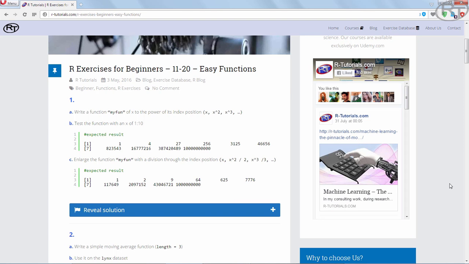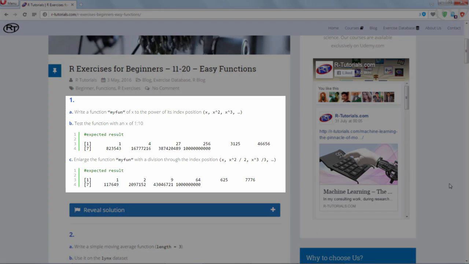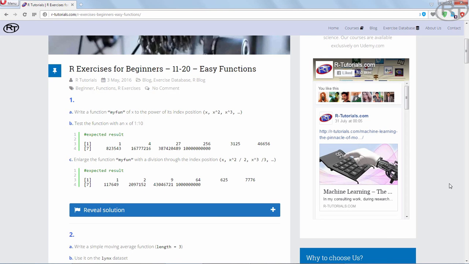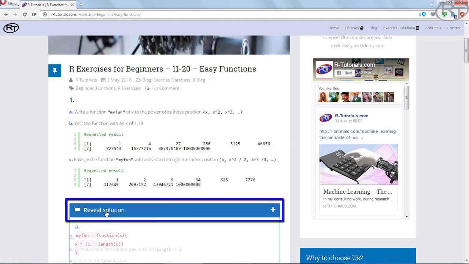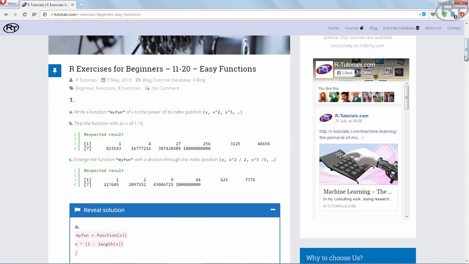Most of the questions have several sub-questions like A, B, C, and so on. At first, you will only see the question, plus possibly the data that is required, and you will also see the requested output. This is, of course, to prevent you from cheating. Always try to find out a solution, and only when you are done or you get stuck should you click on Reveal Solution so that you see how I did it.